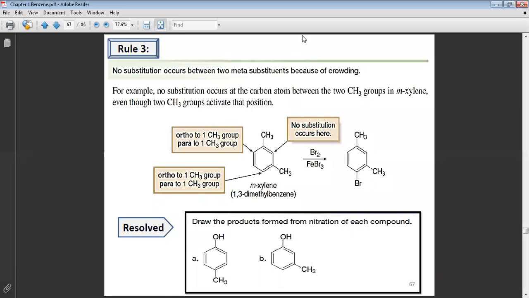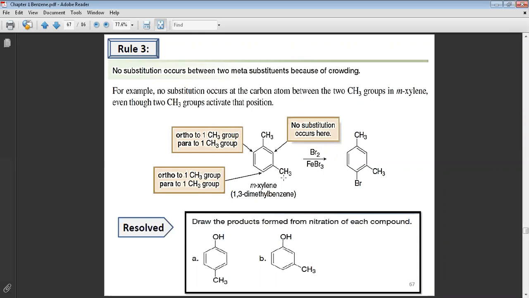Now, for example, if I make a bromination here, the Br will come to here, or here, or here, here and here. Okay. This or this, but not this. Why not this?